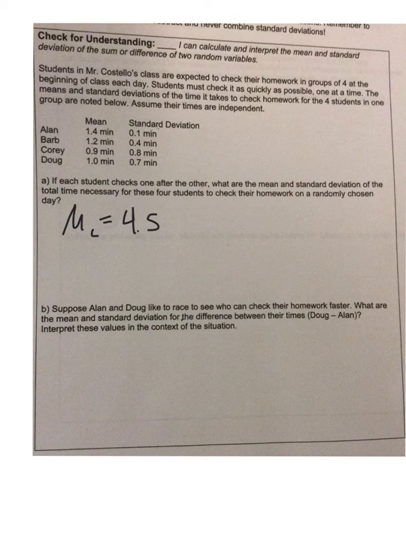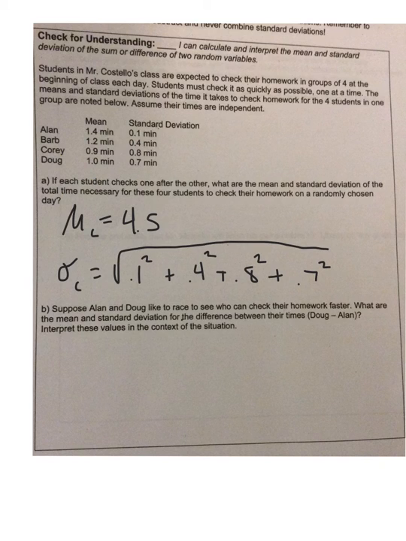The standard deviation is a little bit harder, so the combined standard deviation is going to be 0.1 squared plus 0.4 squared plus 0.8 squared plus 0.7 squared, add them all together, and then take the square root. And that will be your new standard deviation. And the standard deviation turns out to be about 1.14 minutes.